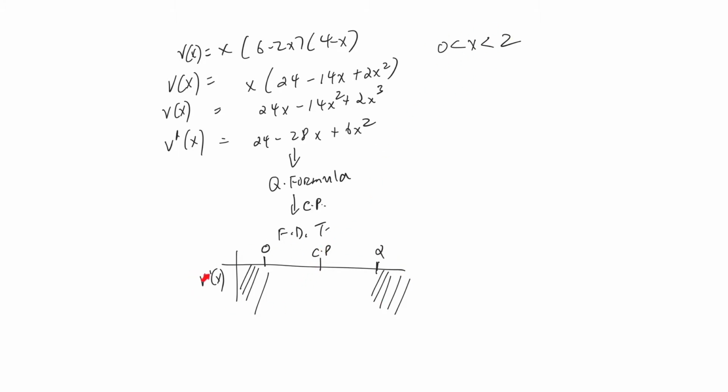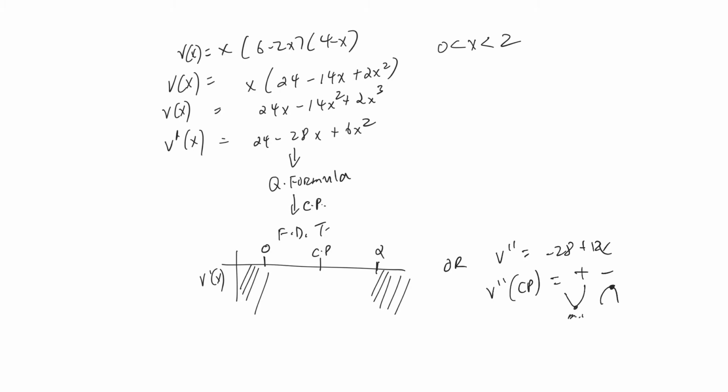Then test it out in your first derivative test. If you don't want to do the first derivative test to check whether it's a max or min, you can always do the second derivative test. You would take your second derivative, which is -28 plus 12x, and sub in your critical point to see whether it's positive or negative. If it's negative, it's a sad face, meaning it's a max. If it's a happy face, or concave up, it's a minimum.